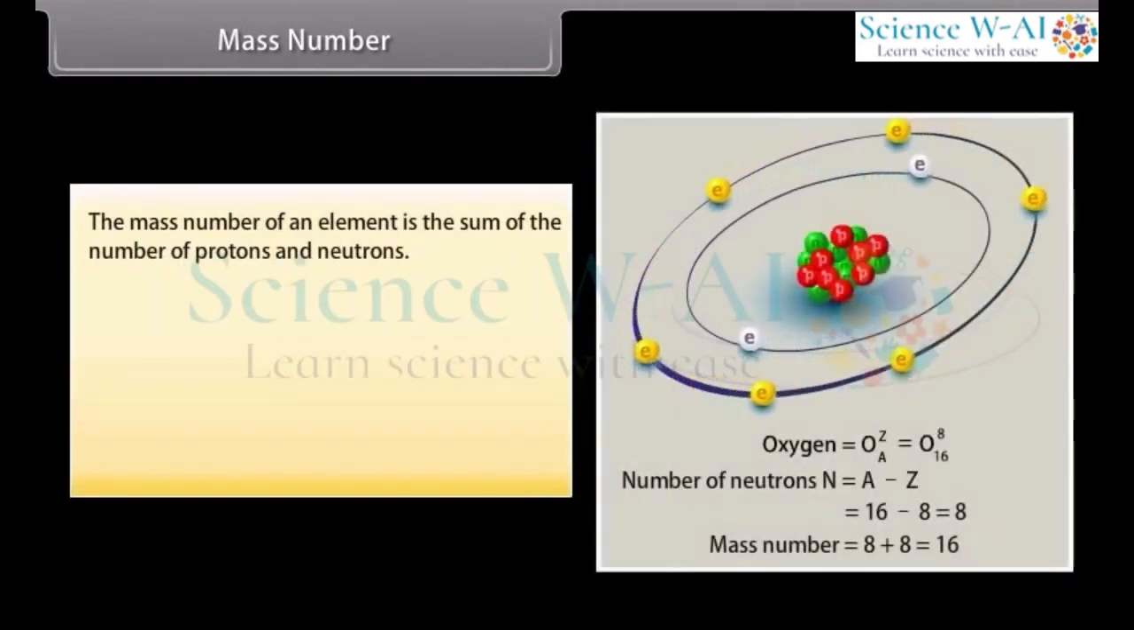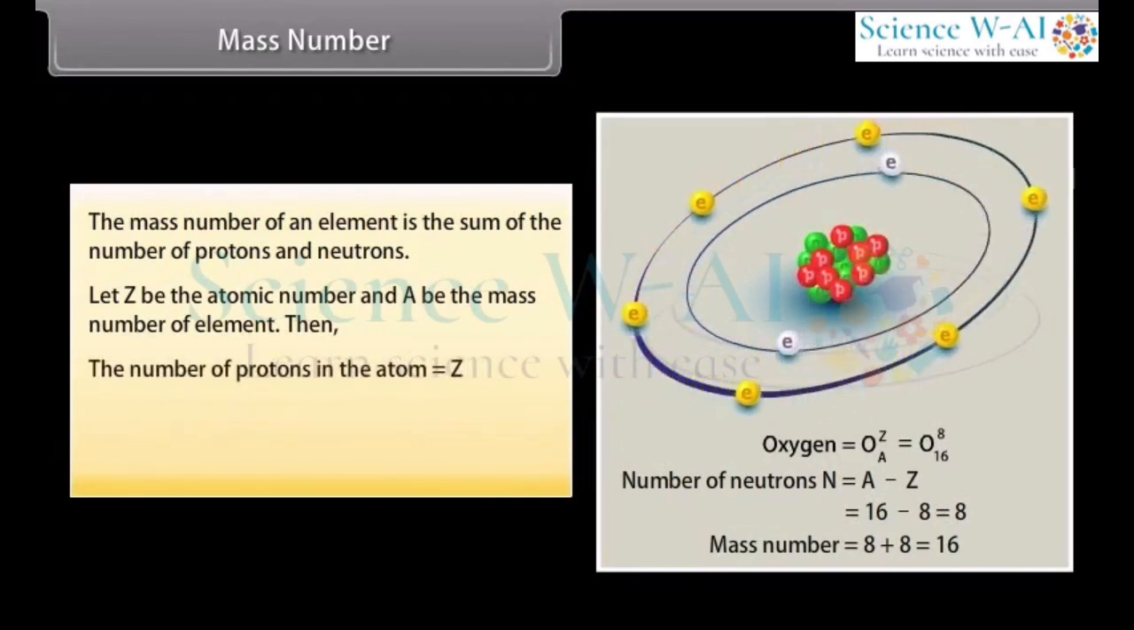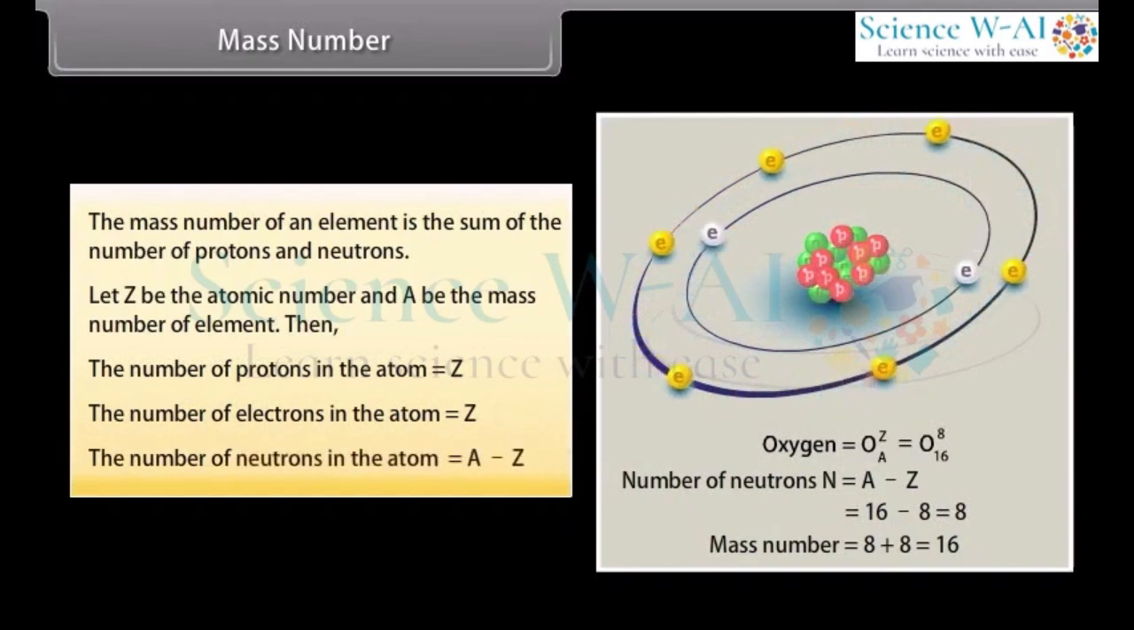Mass number. The mass number of an element is the sum of the number of protons and neutrons. Let Z be the atomic number and A be the mass number of the element. Then the number of protons in the atom is equal to Z, the number of electrons in the atom is equal to Z, and the number of neutrons in the atom is equal to A minus Z.